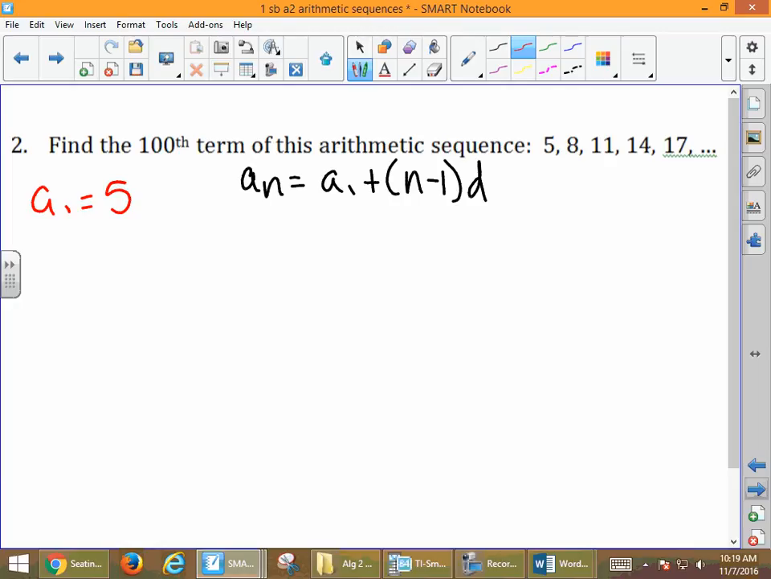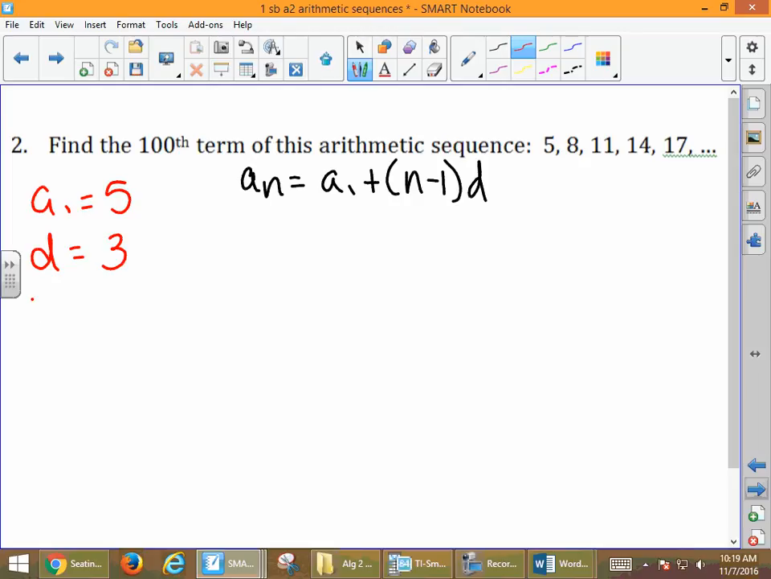And then what's our common difference in this sequence? 8 minus 5 is 3. 11 minus 8 is 3. 14 minus 11 is 3. 17 minus 14 is 3. So our common difference is 3. And now it says find the 100th term.